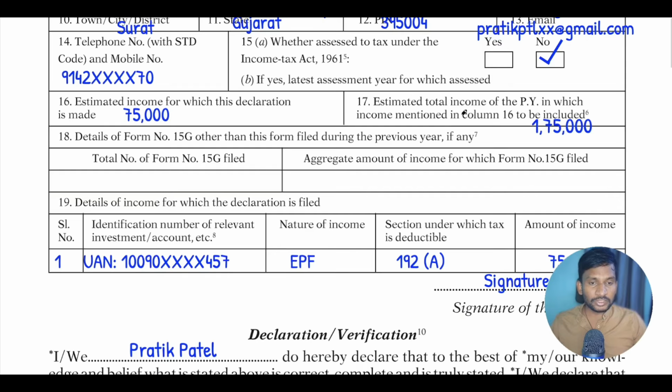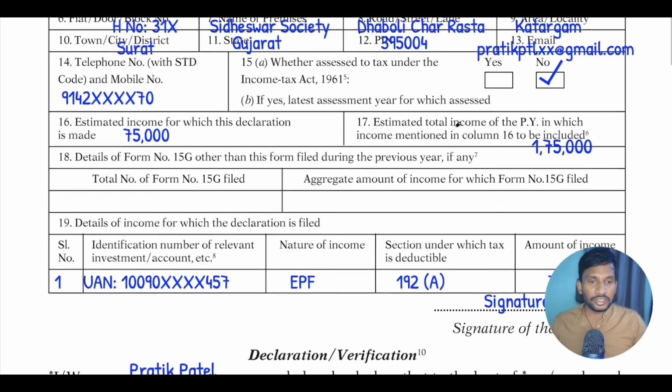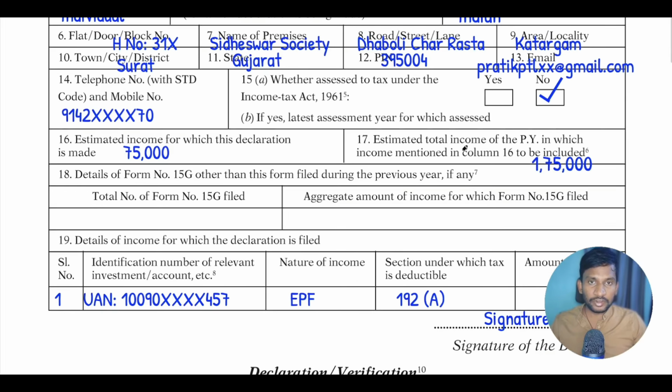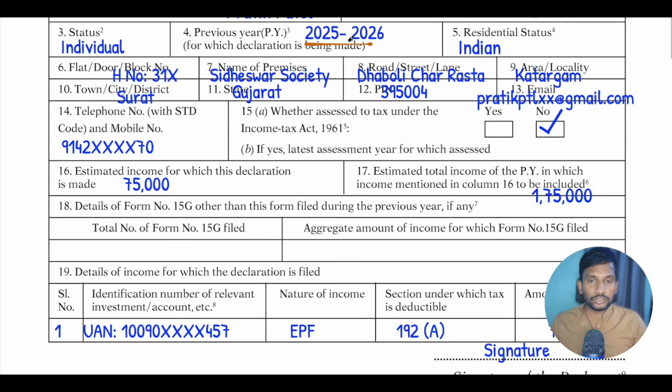Most EPF members get confused while writing this field number 17. Here just mention your estimated annual income. For example, in 2025 to 2026, you worked for 2 months and your salary is 50,000 rupees per month. For 2 months it is 1 lakh rupees. So for that 1 lakh rupees, you have to add this 75,000 rupees.